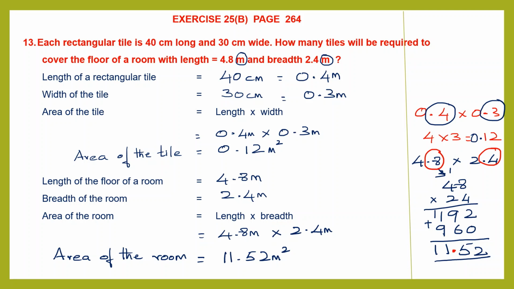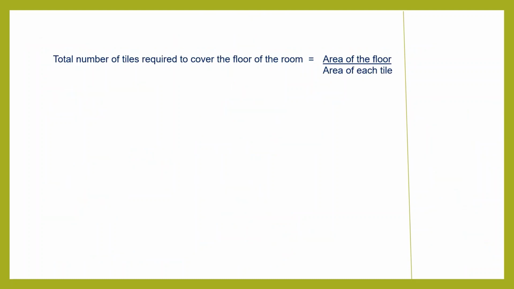Now we have found the area of the tile and we have found the area of the room. Now our question is, how many tiles will be needed to cover the floor of the room? So the total number of tiles required to cover the floor of the room will be the area of the floor divided by the area of each tile. So let's do that. The area of the floor is 11.52 meters square.